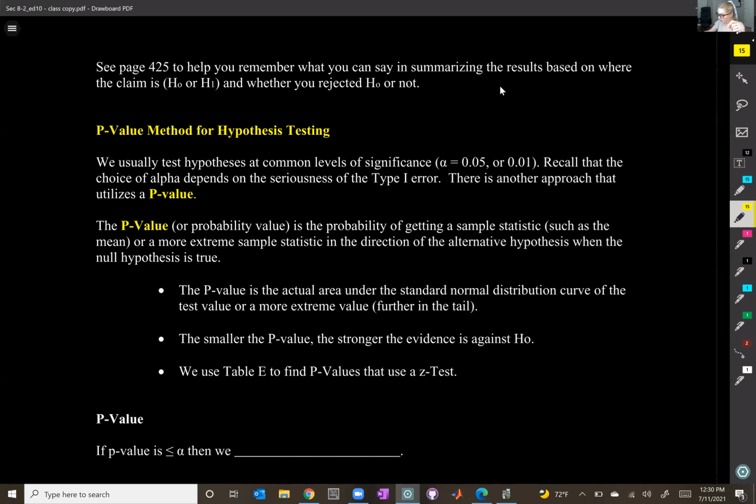The smaller the p-value, the stronger the evidence is against the null hypothesis. And we're going to use table E to find p-values when we're using a z-test. So we're going to do a few examples relating the p-values to whether you can reject the null or not. And then we'll get into doing the same example that we did on Thursday, but we're going to use the p-value method instead of the traditional method. Hopefully you can see two different methods used on the same example to compare and contrast and see the differences between the methods.